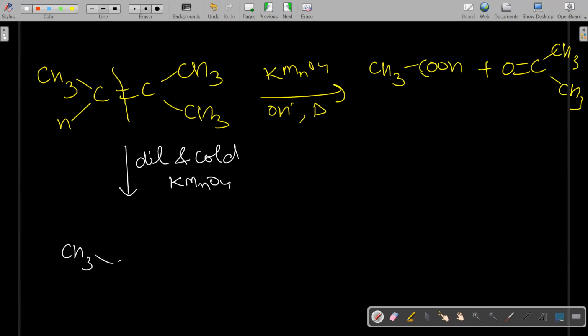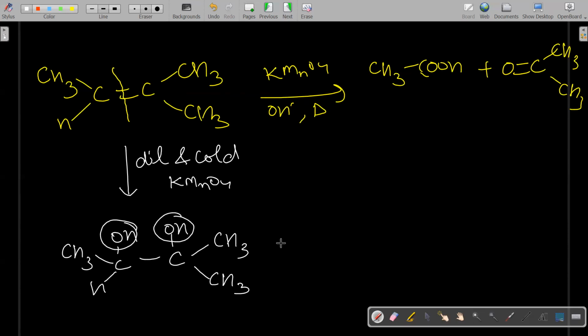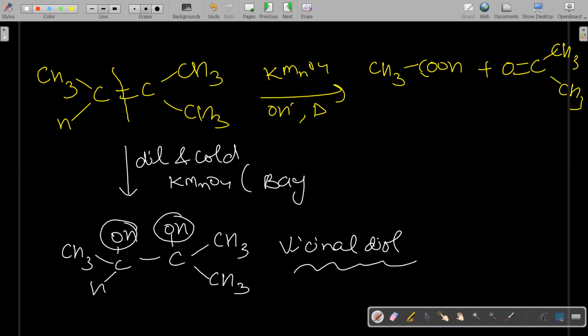Then in this case, we get diol, means at both double bond carbons, OH group will come. That means we get the vicinal diol. Okay. And this reaction is actually called Bayer's test, which is used for unsaturation test.